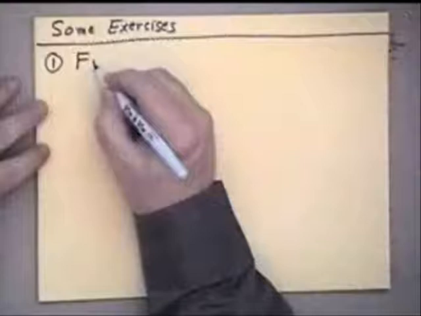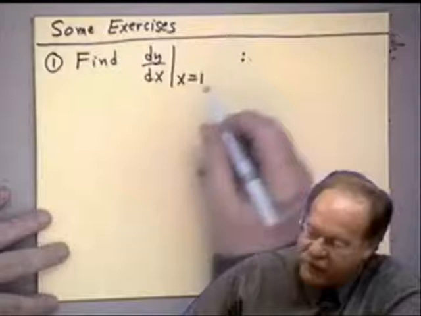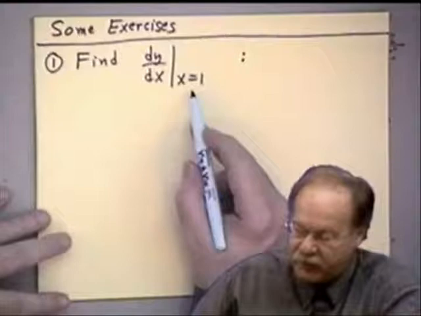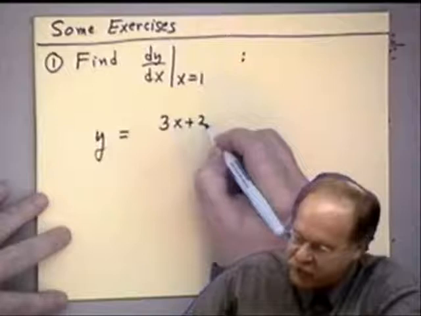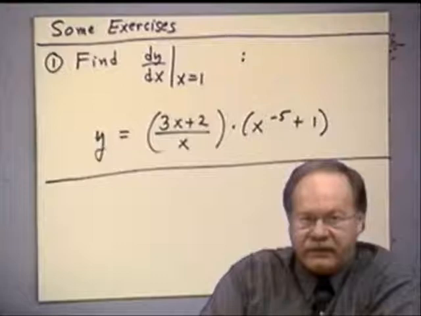Find the derivative with respect to x of y, but we want to evaluate it at the point x equal 1. So we'll have to actually do two things here. Find the derivative and then evaluate it when x is equal to 1. And here is the function, y equals (3x plus 2) over x, times (x to the minus 5th plus 1). There is your problem. Give it a try.